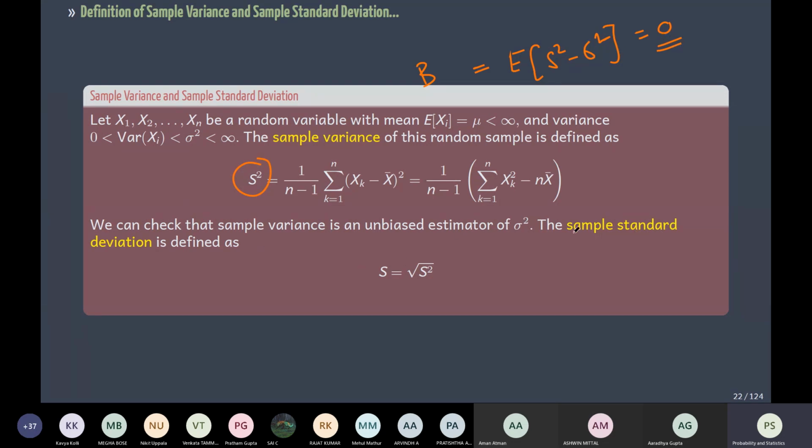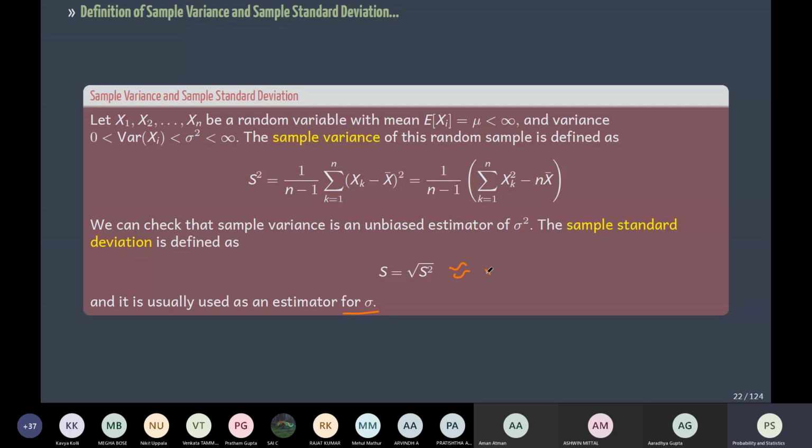Similarly, once we have a sample variance, we can take the square root of that as the sample standard deviation. It is usually used as an estimator of sigma, that is, an estimator of the standard deviation of the actual underlying distribution.